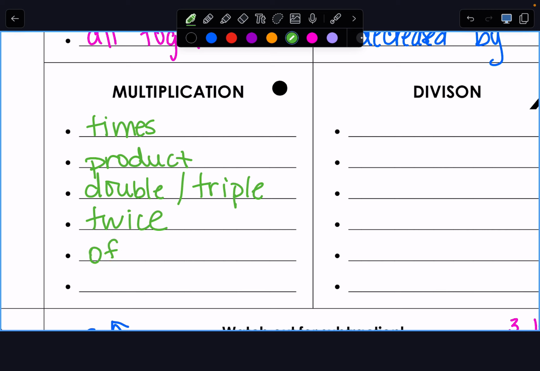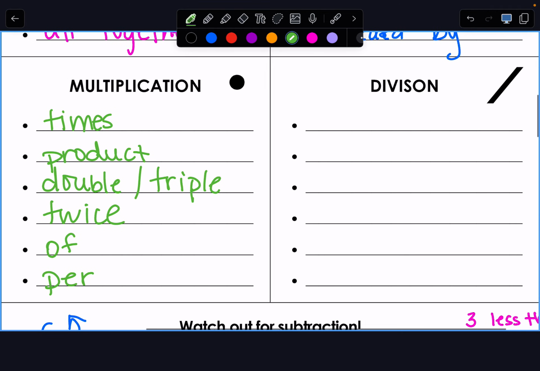The word of is going to mean multiply. 1/4 of a number would mean we're multiplying by that number. Okay. And then, I don't like saying this word by itself because it makes me sound like a cat, but the word per, I'm not purring like a cat, but per like dollars per hour, that is a multiply word. Okay.